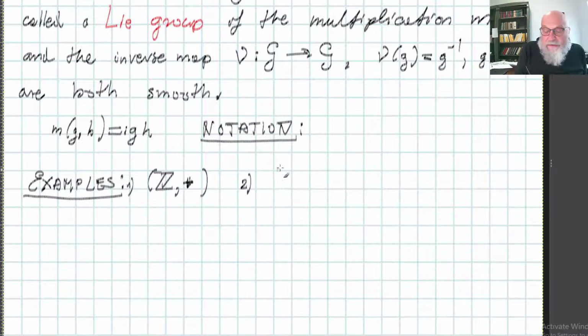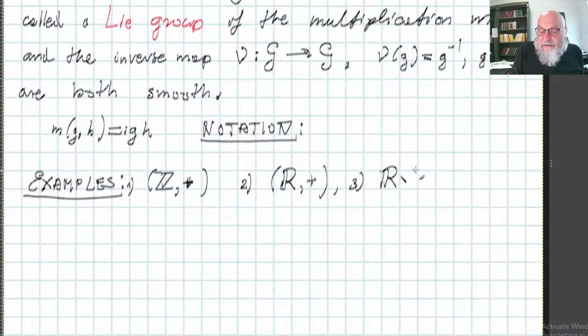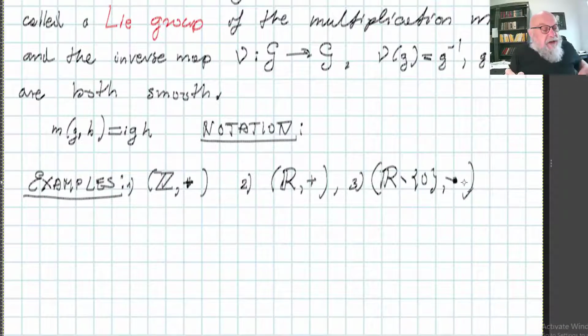Of course, you can do the same thing by taking all the real numbers. That's also a Lie group. And another example, we can take, for example, the multiplicative group of real numbers, namely, we take R minus 0 and equip it with the multiplication operator. So of course, this is also a Lie group. So those are, let's say, the most trivial examples of Lie groups.